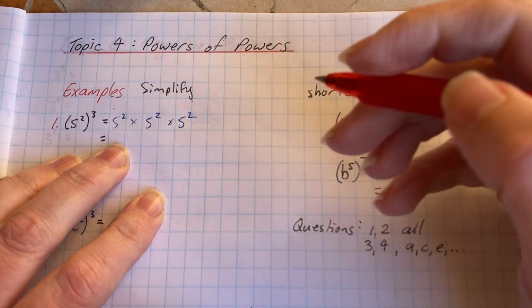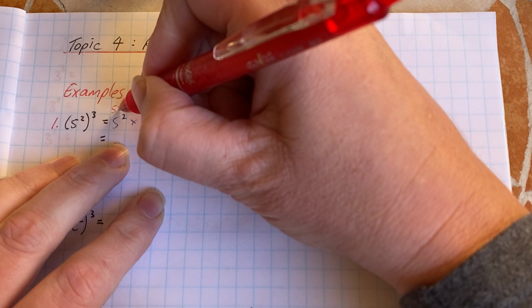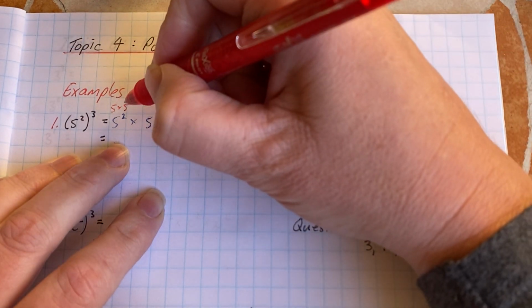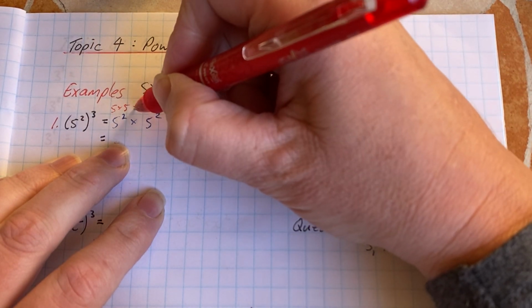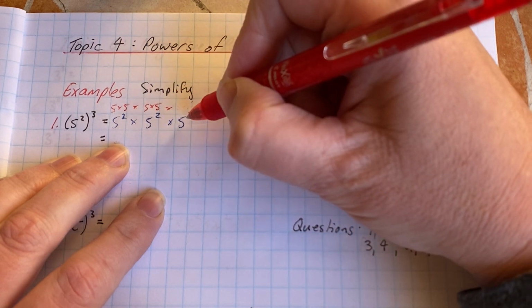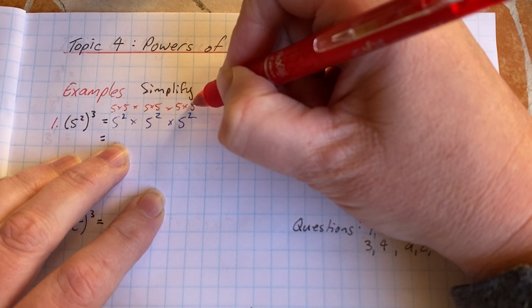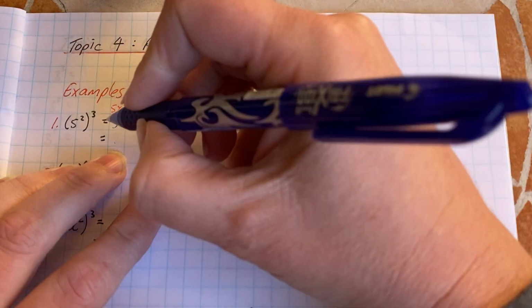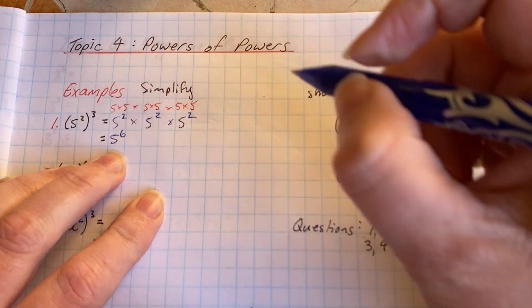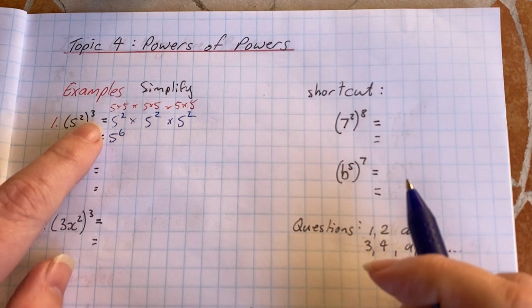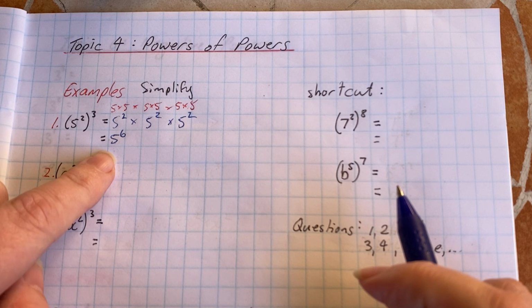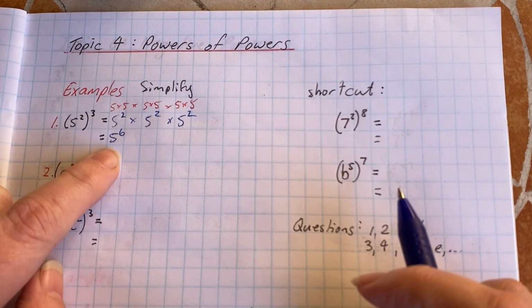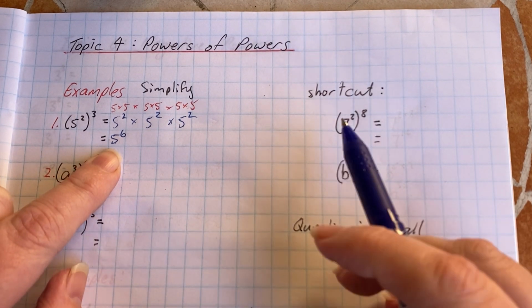Now we need to work out how many 5s there are altogether. So the first one, 5 squared, is 5 times 5. 5 squared again, that's times 5 times 5, times 5 squared again, 5 times 5 again. There are 6 of them altogether, so the answer is 5 to the power of 6. So one way to do this is just write it out 3 times and see how many 5s there are altogether so that we can simplify into index form.